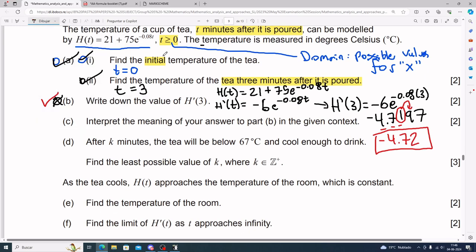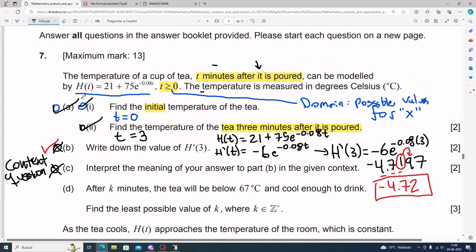For part C, we need to interpret the meaning of your answer to part B in the given context. And so here is actually something fairly interesting that I'm going to point out. This is a context question, all right? And so usually for a context question, you can answer without having to do any other part, see? It says to interpret the meaning of your answer to part B in the given context, but even without having the answer to part B, you can still interpret it. See?